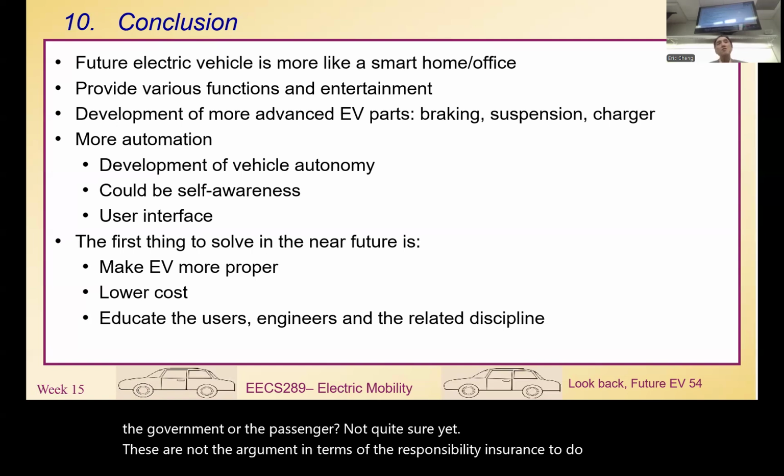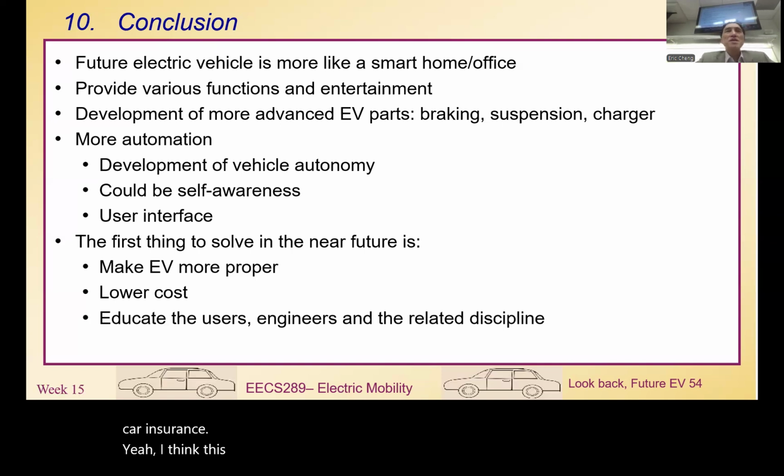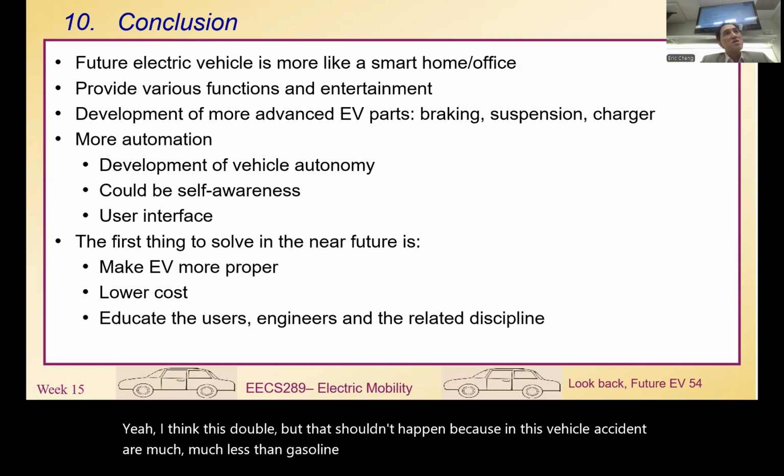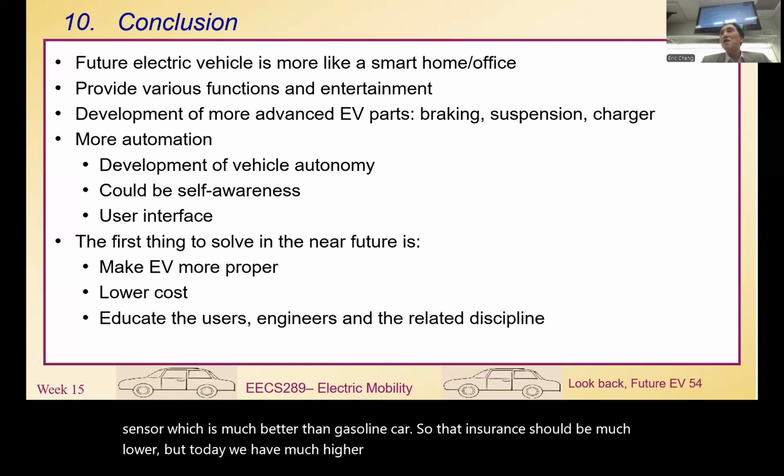At the moment, something not fair is that electric vehicle insurance is usually higher than gasoline car insurance. Yeah, I think nearly double. But that shouldn't happen, because electric vehicle accidents are much, much fewer than gasoline car accidents. Electric vehicles have protection from sensors, which is much better than a gasoline car. So their insurance should be much lower. But today we have much higher insurance, which I don't understand why. So that needs to be changed, right?